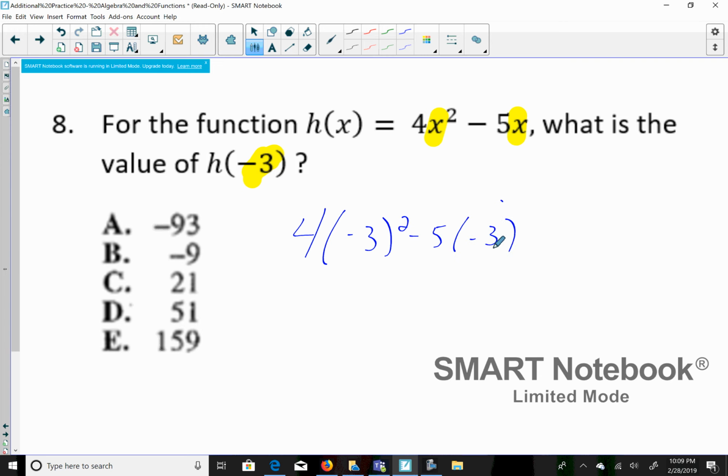If I'm putting this in my calculator, I have to make sure that I put parentheses around the negative 3 so I get a positive 9. When I do all this, this will be 36 plus 15, and my correct answer is going to be 51, which is the letter D.